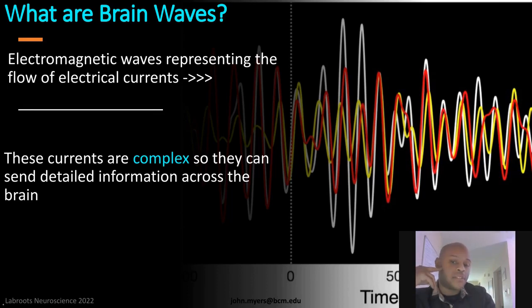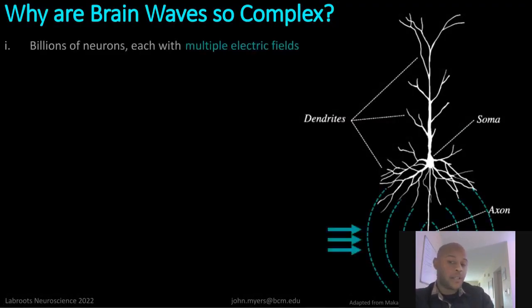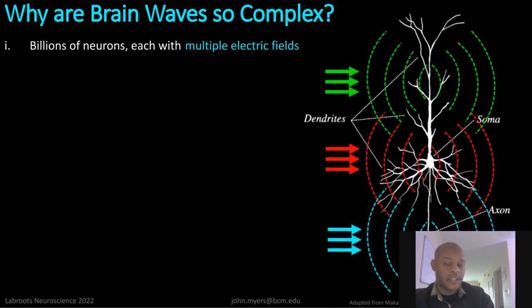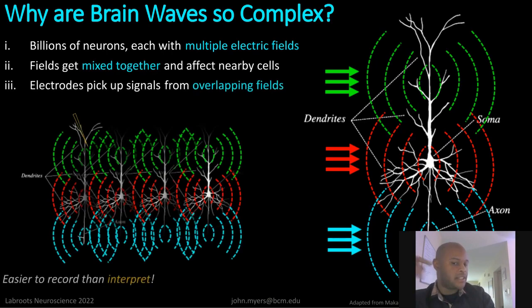But why are brainwaves so complex? Well, there are billions of neurons, and each one has multiple electrical fields at the sites of the synapses. And you probably already know that neurons are connected to each other via synapses. And at each one of these locations, an electrical field is generated. When you add billions of neurons together, they get mixed together, and the signal becomes very hard to interpret for us on the back end.